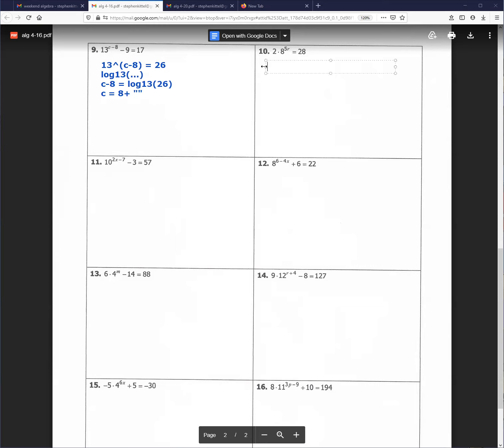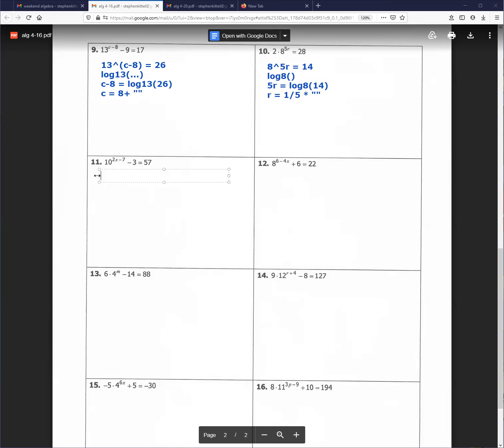10. So the first number we need to get rid of is the 2. So 8 to the 5r is equal to 14. Then we will do a log 8 on both sides. And we will get 5r equals log 8 of 14. And then r is equal to 1/5 times whatever we had before.